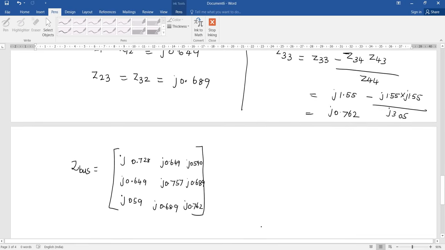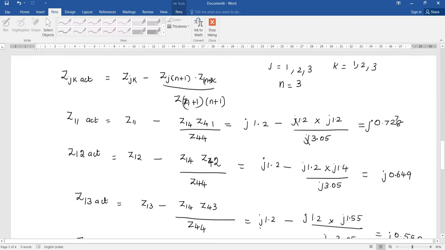And another combination is there in the previous case.